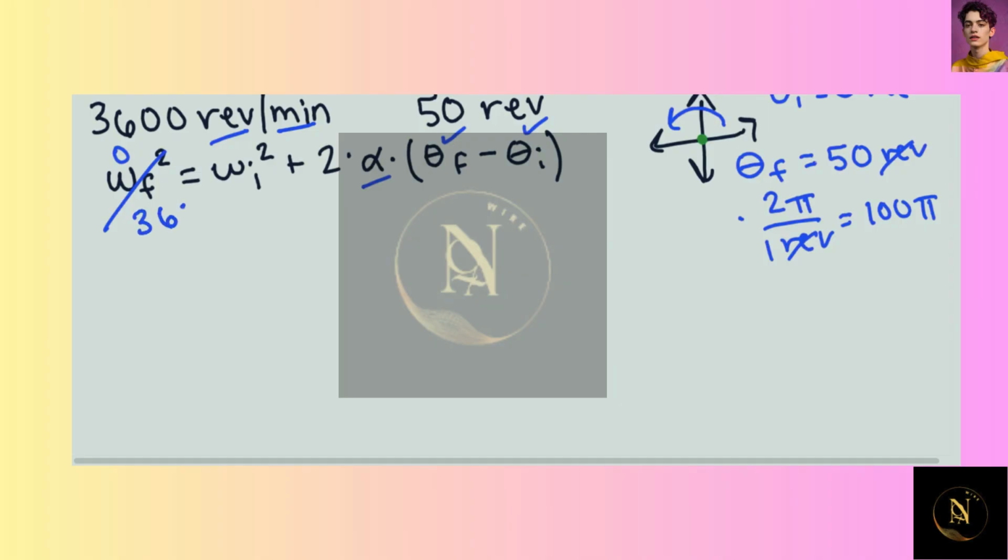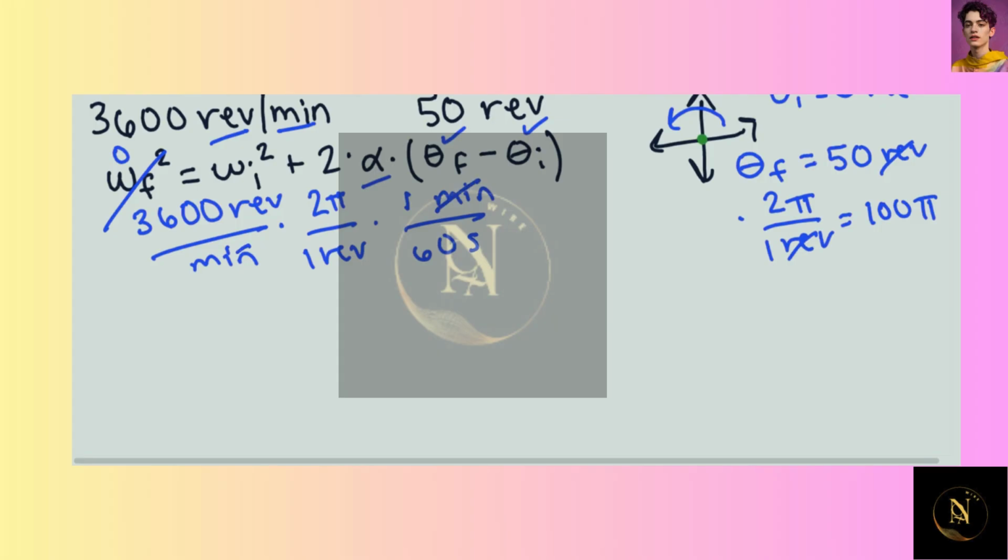We have 3,600 revolutions per minute, and using the same conversion we used over here, 2 pi radians is equal to 1 revolution, and there are 60 seconds in 1 minute, so we'll be dividing by 60. Our units cancel, and we are left with 120 pi radians per second as our initial angular velocity.